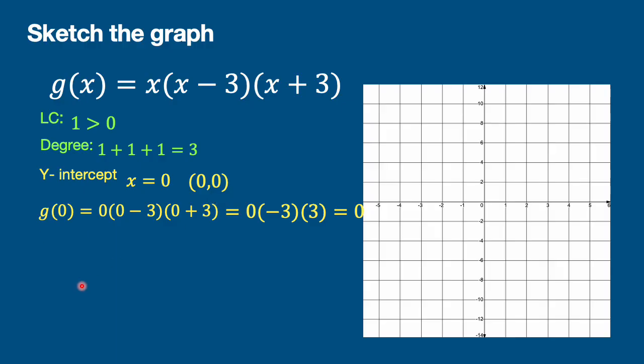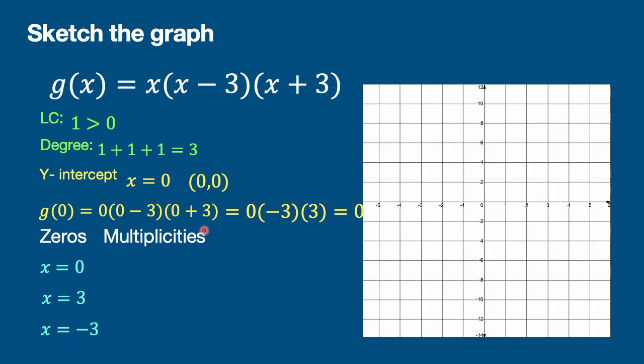Guys, make sense? Now, let's find the zeros, which means the x-intercepts, where the y value is going to be 0. g of x is going to be 0. How are we going to find it? First one, x equals 0, the first factor. Second is x minus 3 equals 0, which means x equals 3. Third factor is x plus 3 equals 0, meaning x equals negative 3.